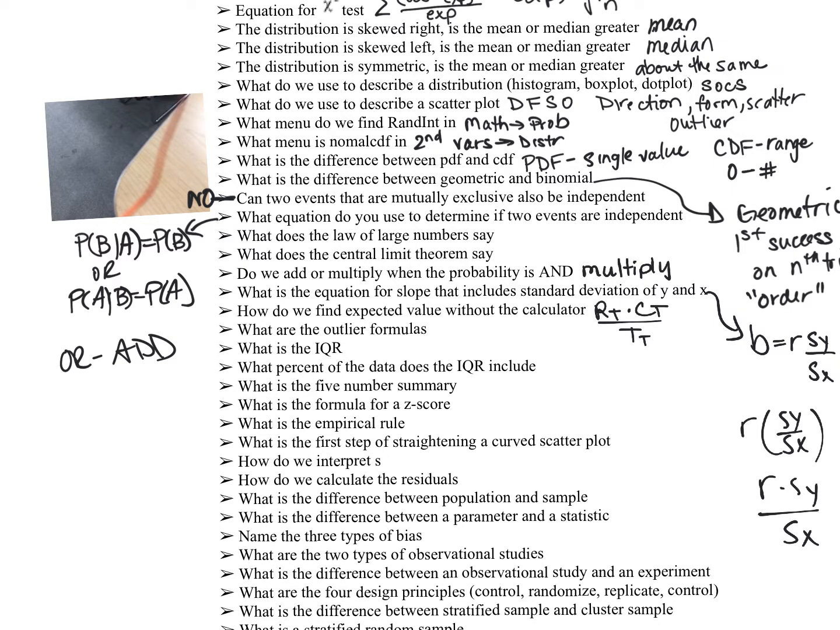What are your outlier formulas? What are your fences? How do you find the IQR? Q3 minus Q1. What percent of the data does the IQR include? 50%, right? It's the middle half of the data. Yeah, so the middle 50% is your IQR, which means 25% of the data is above Q3 and 25% of the data is below Q1.